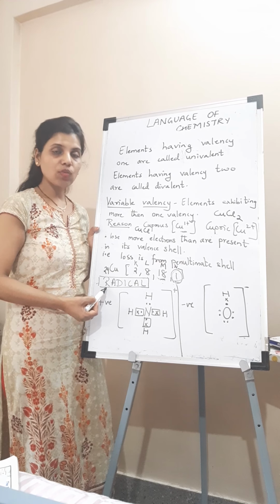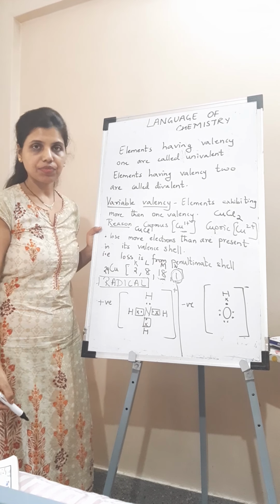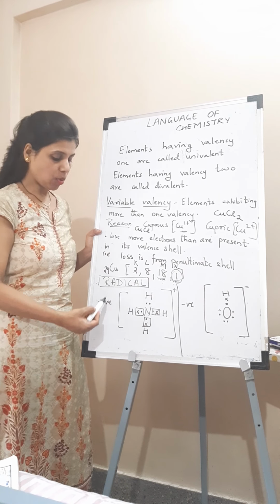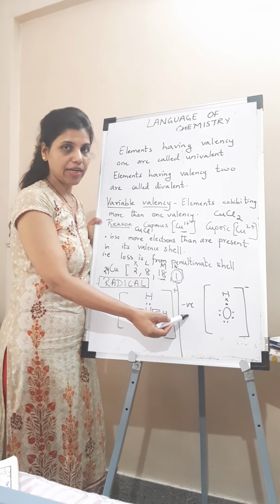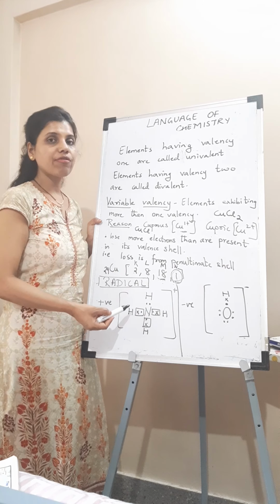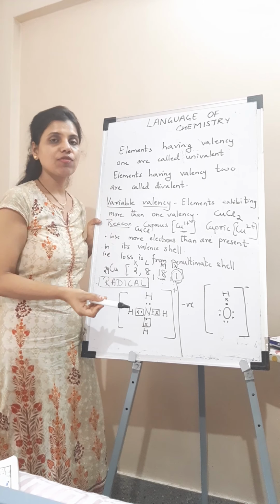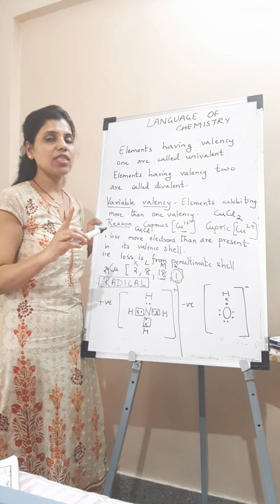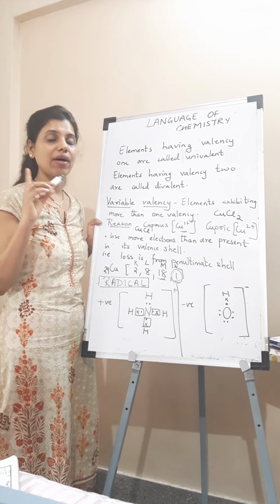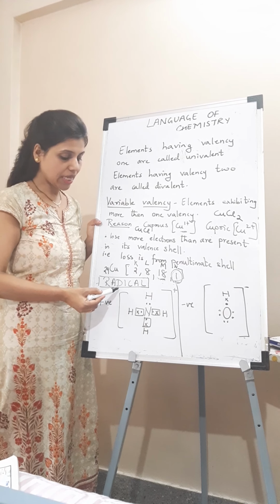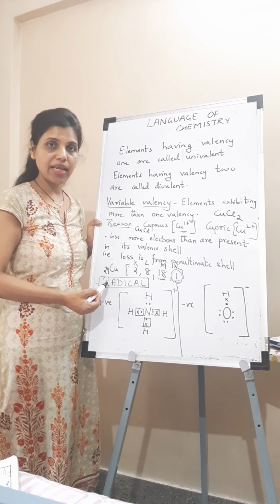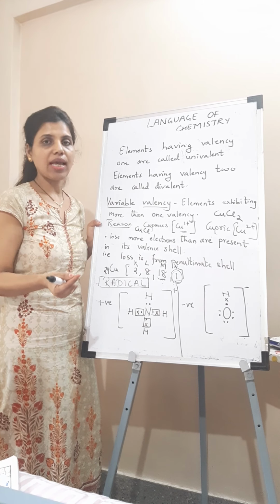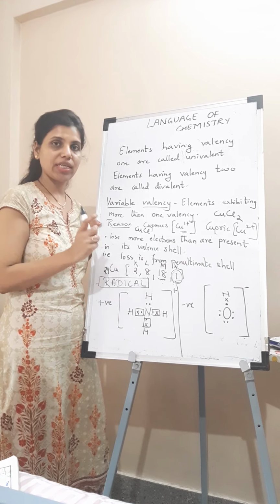Now we'll understand what is the meaning of radical. There are 2 types of radical, positive radical and negative radical. In the case of an ion, as we have seen in the last video, it is with respect to one metal or one non-metal. But when you use the word radical, it means there is more than one element in that unit or group.